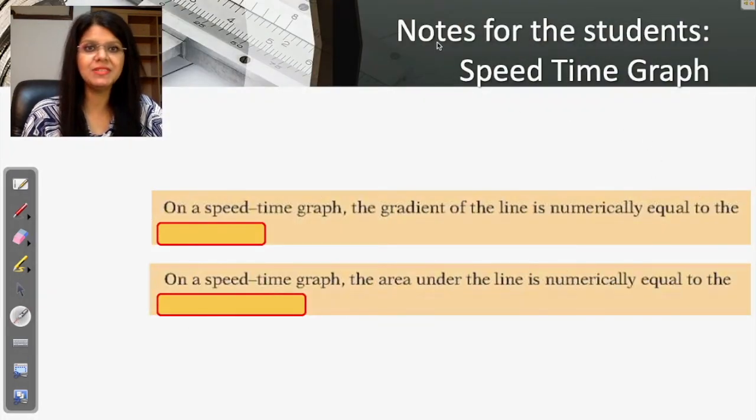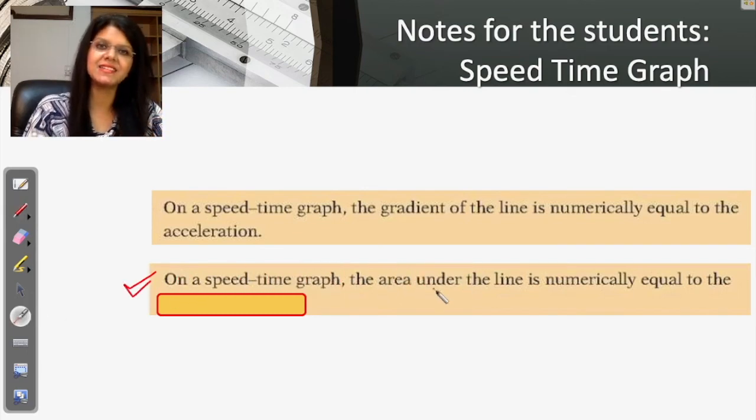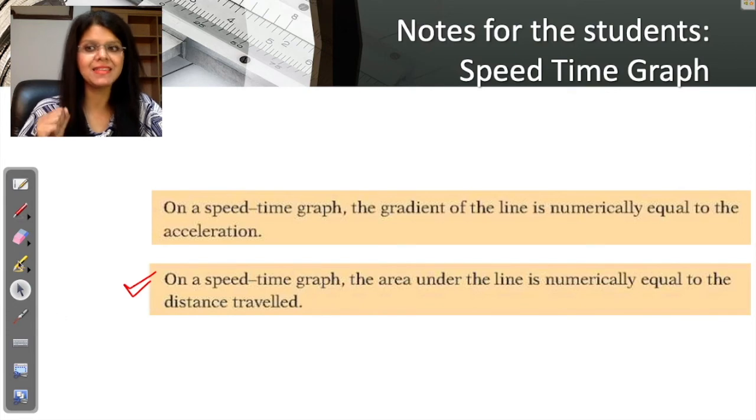Okay, so some notes for the students on the speed time graph. On a speed time graph, the gradient of the line is numerically equal to, yes, you're right, the gradient is equal to the acceleration. Right, now this is a new point. On a speed time graph, the area under the line is equal to, many of you might know it already, the distance traveled.